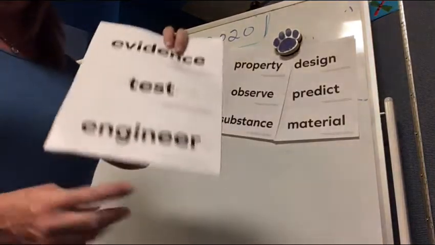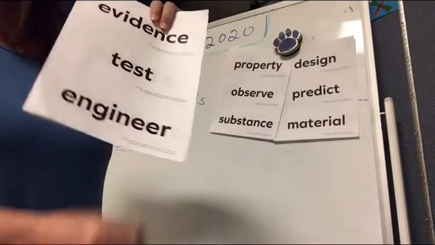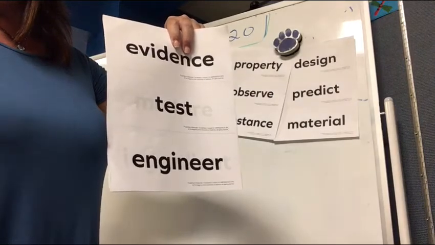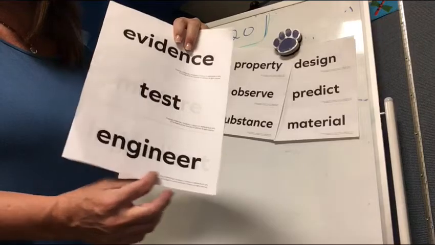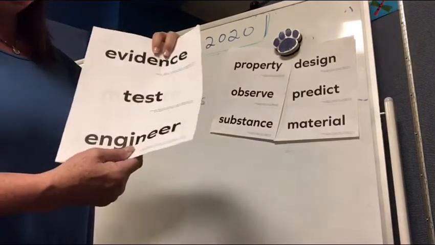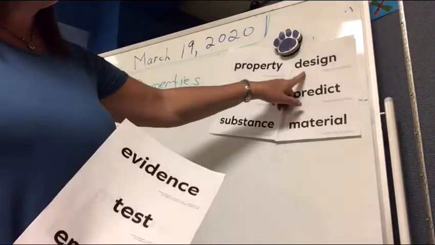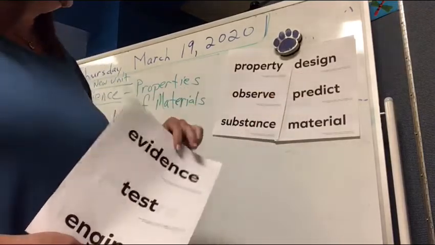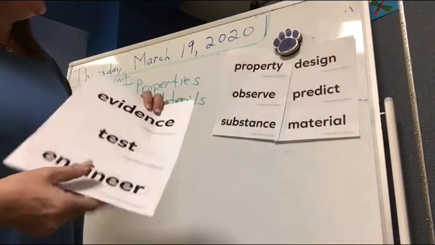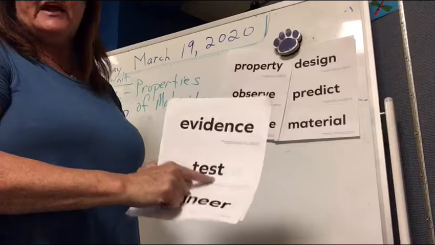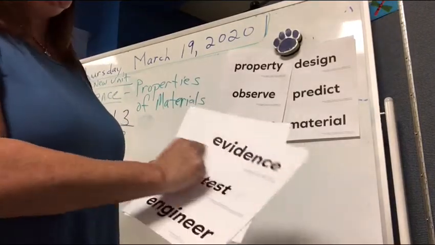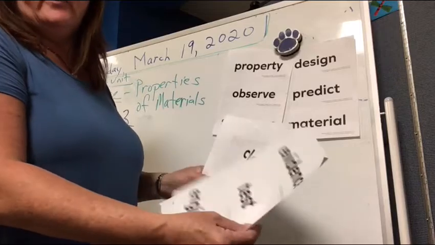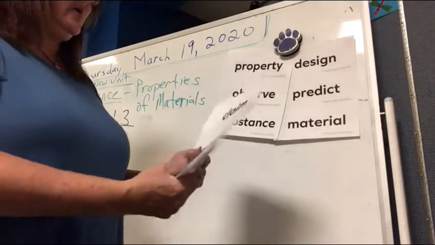We're going to observe our answers. We're going to record our answers. We are going to be a science engineer or a glue engineer. We're going to design our own glue. We're going to be a glue engineer, because what does an engineer do? An engineer designs things, and we are going to design our own glue. We're going to test it, and we are going to have evidence. We're going to have proof whether the glue is going to work or not work.